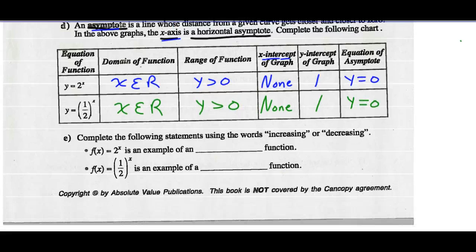Part E, complete the following statements using the words increasing or decreasing. So f at x equals 2 to the x is an example of an increasing function. Right? As x gets larger, y increases, whereas f at x equals a half to the exponent of x is an example of a decreasing function. As x gets larger, y decreases. All right.